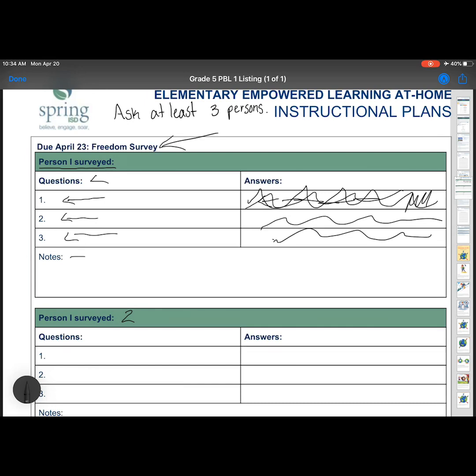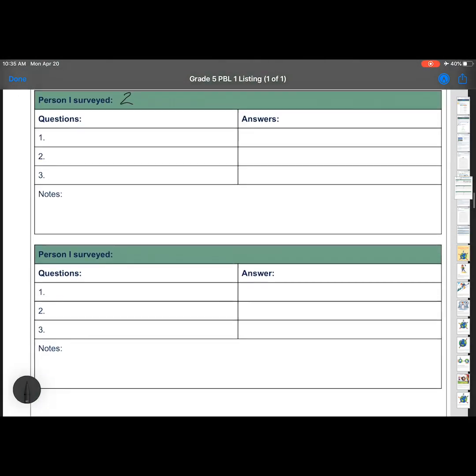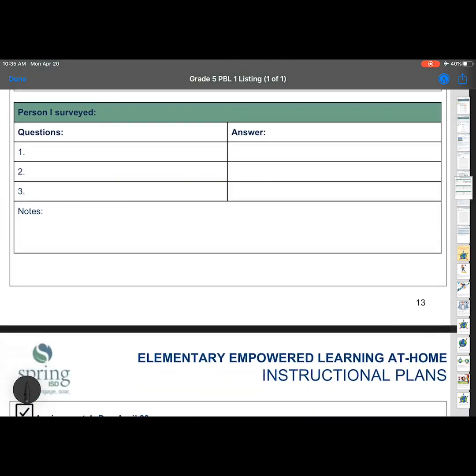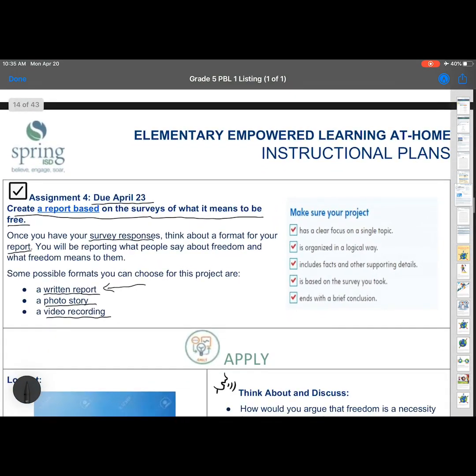It's not about knowing who they are. It's just a survey. It's really about valuing freedom. It's really about getting to know the concept of freedom. Okay, so this is the assignment. Hopefully you guys can have it done by Tuesday. Again, tomorrow I will be going into more detail on the report.